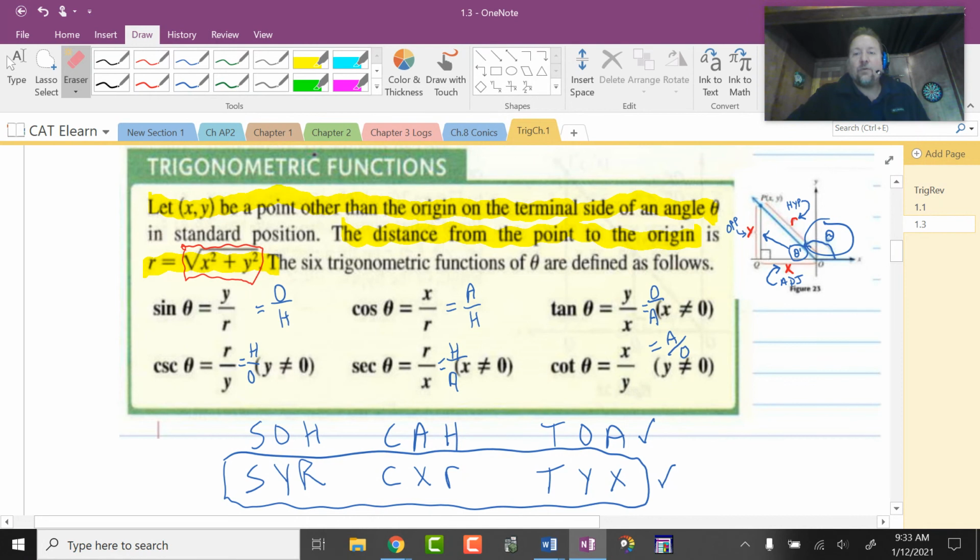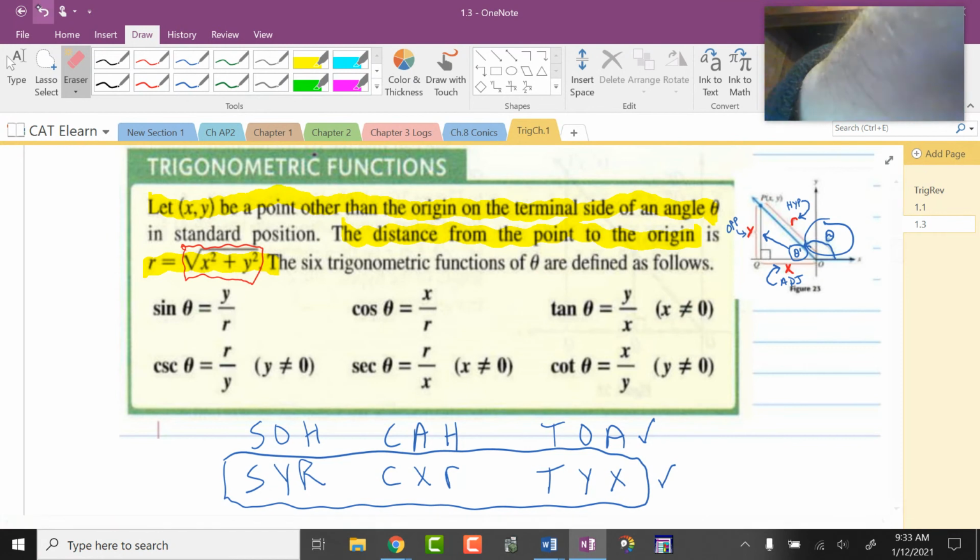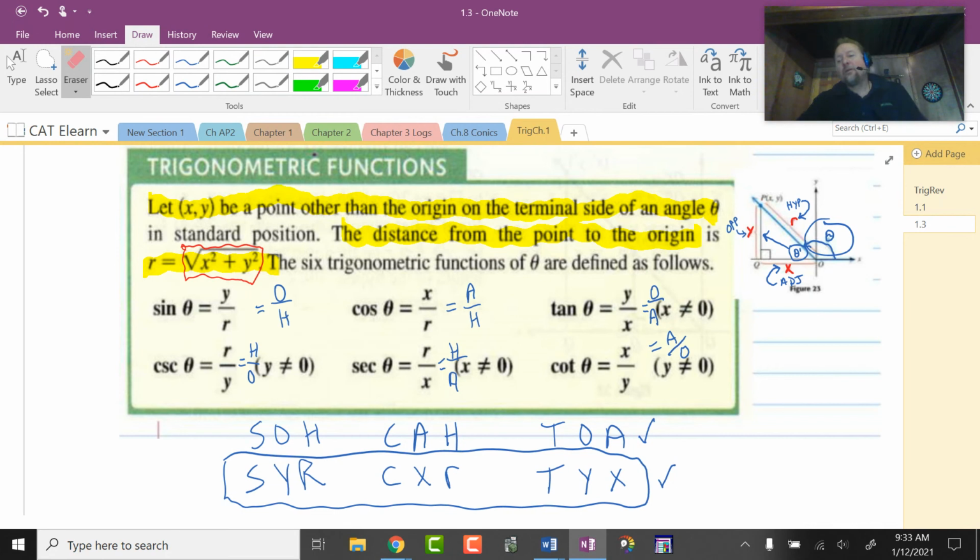Tangent is y over x, cotangent is x over y. So hopefully we can get rid of these and memorize SOH-CAH-TOA and the flips. But I'll leave those and I'll bring them back. Just the translation, and really hammer down the point that you take the sine of an angle measure that equals a ratio of sides. So theta is an angle measure, y and r are side measures of the triangle. Knowing that basic relationship there.